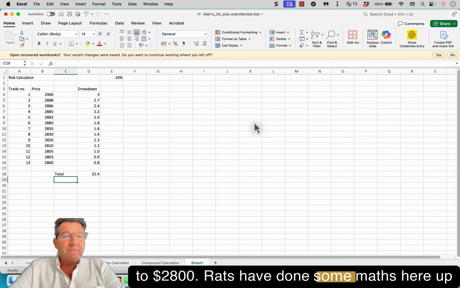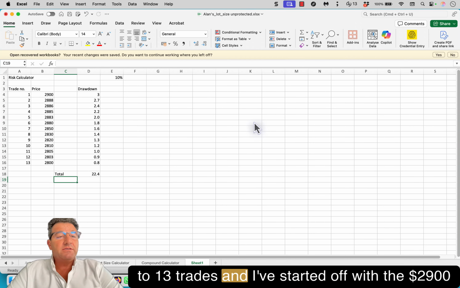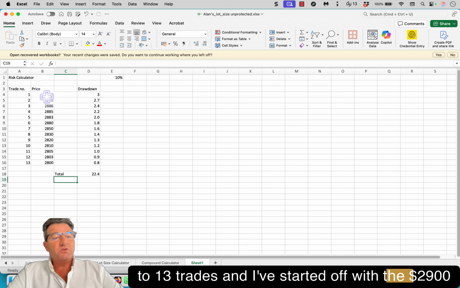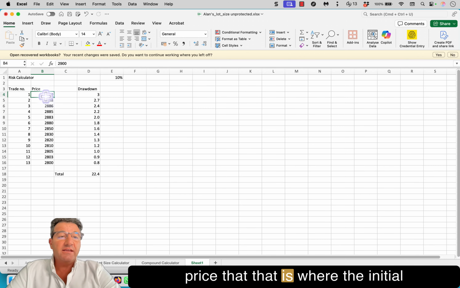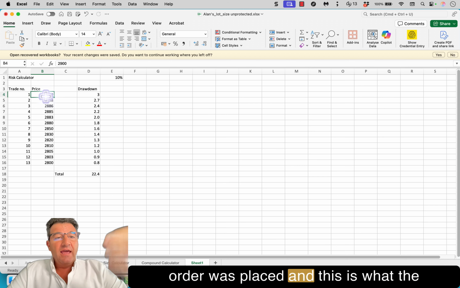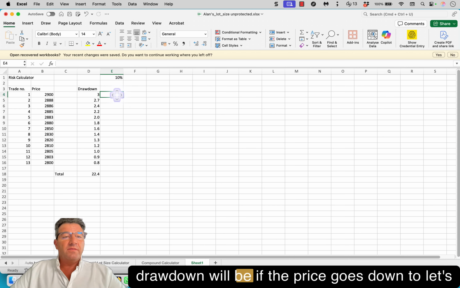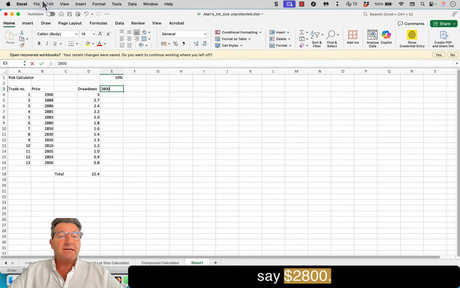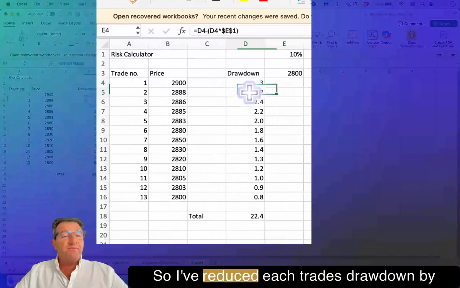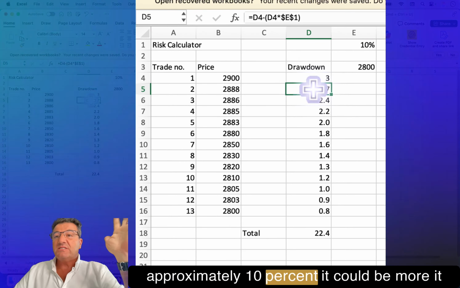Right, so I've done some maths here, up to 13 trades, and I've started off with the 2,900 price. That is where the initial order was placed, and this is what the drawdown will be if the price goes down to, let's say, 2,800. So I've reduced each trade's drawdown by approximately 10%.